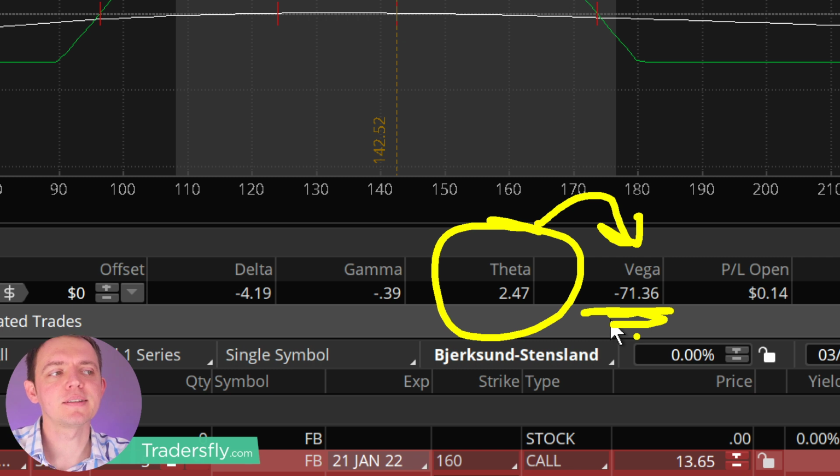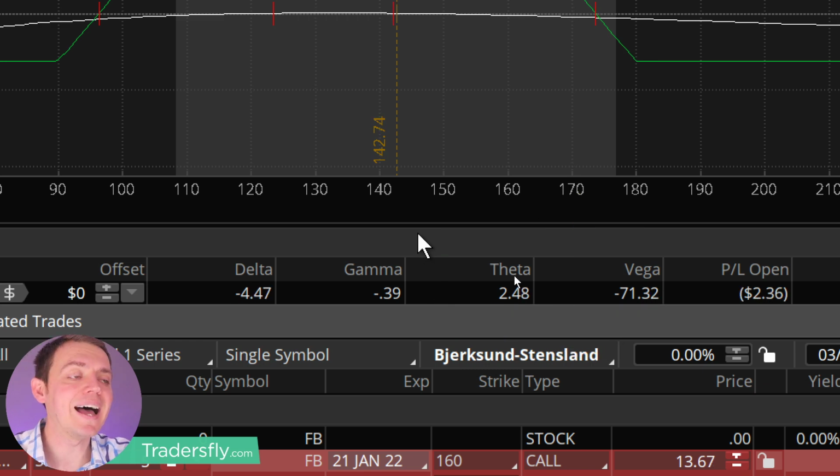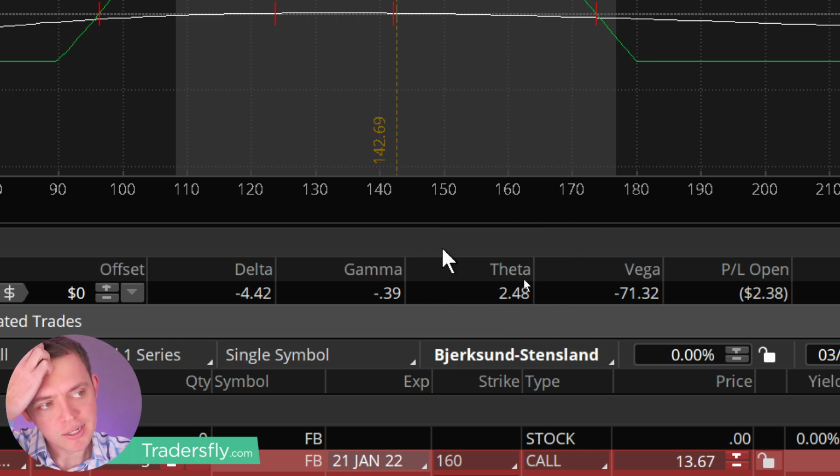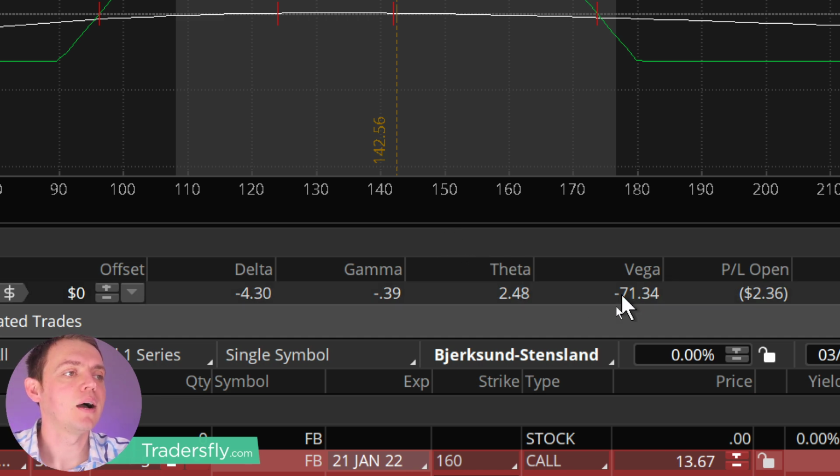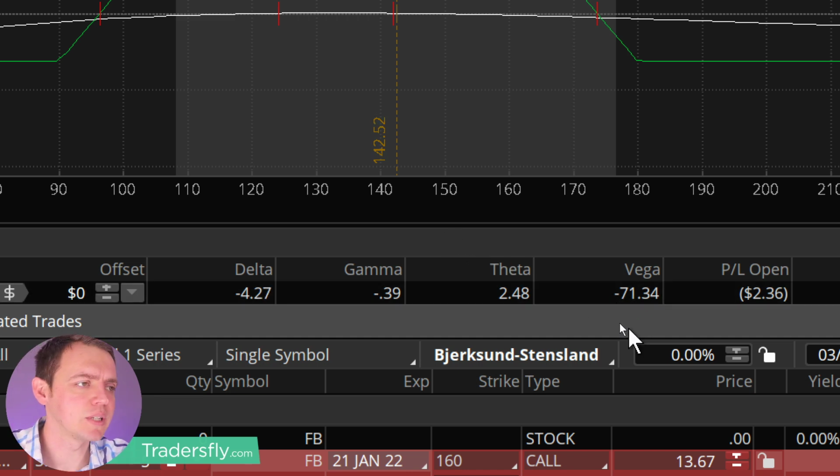So how many days does it take to make that up? Well, how many times does it take 2.5 to go into 70? So it's a lot more days. The ratio is going to be anywhere between about 30, 32, 25, because of course theta is exponential. So let's just say about 25 days, you got a 25x ratio to make up a volatility problem.